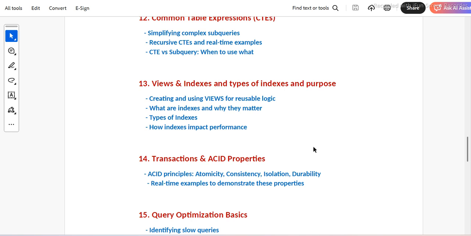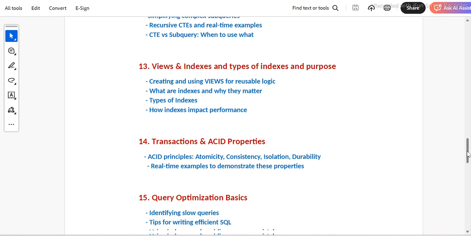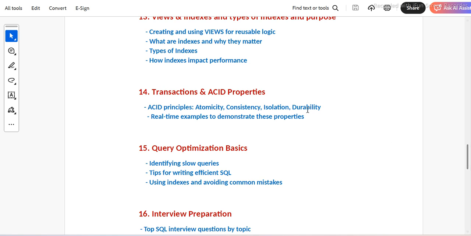And next one, query optimization basics, guys. Yeah, because we have learned many things. We have learned almost everything in SQL, right? Now the next one is basically query optimization basics.